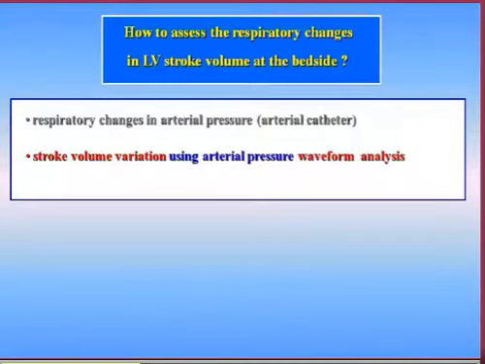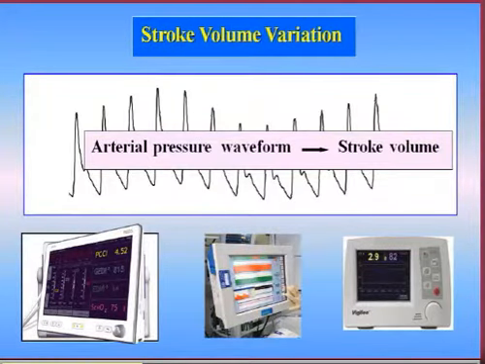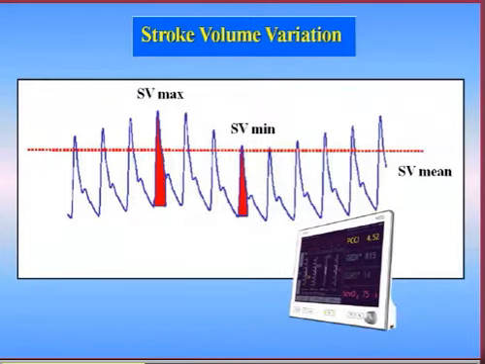We can also use stroke volume variation using arterial pressure waveform analysis. You know that some devices nowadays are able to provide stroke volume from arterial pressure waveform. And for example, for the PiCCO device, it is possible to analyze stroke volume variation by using the area under the systolic part of the arterial curve.